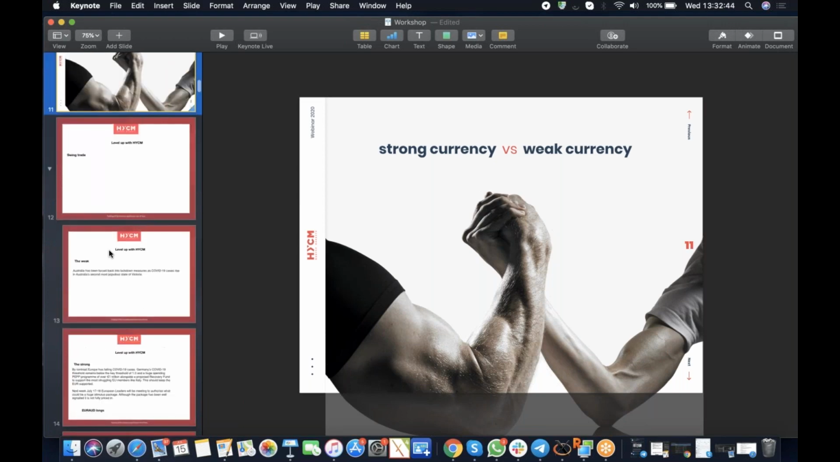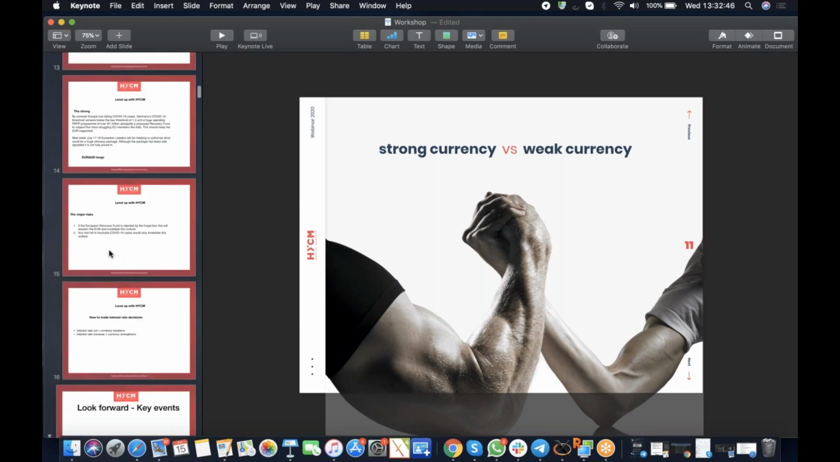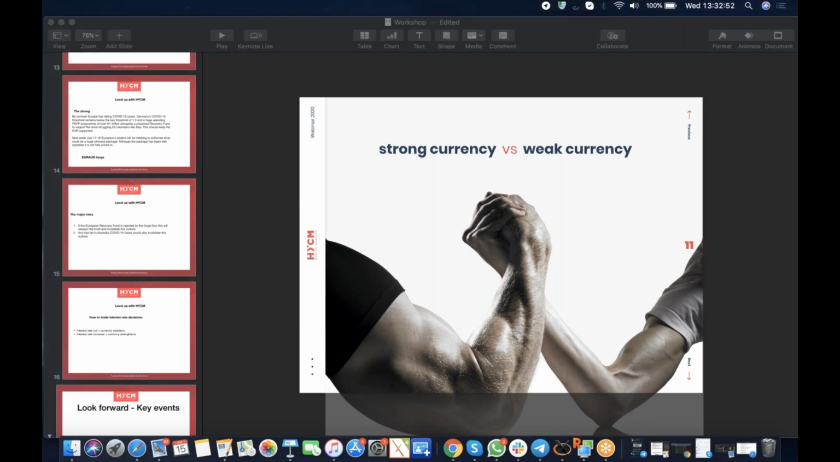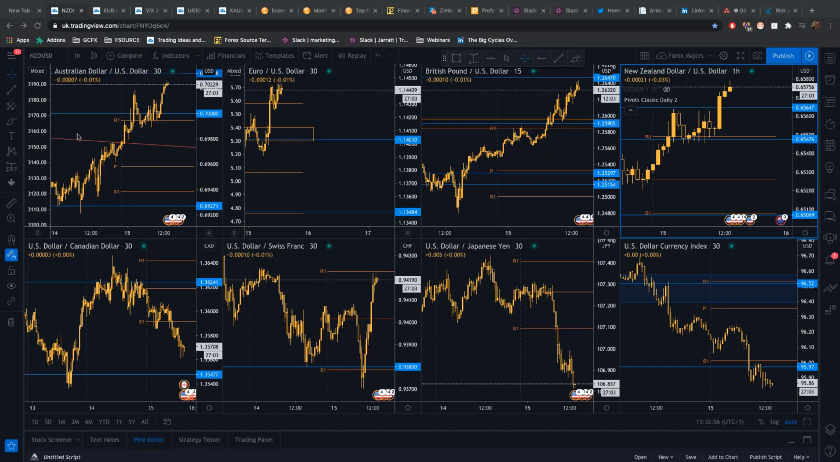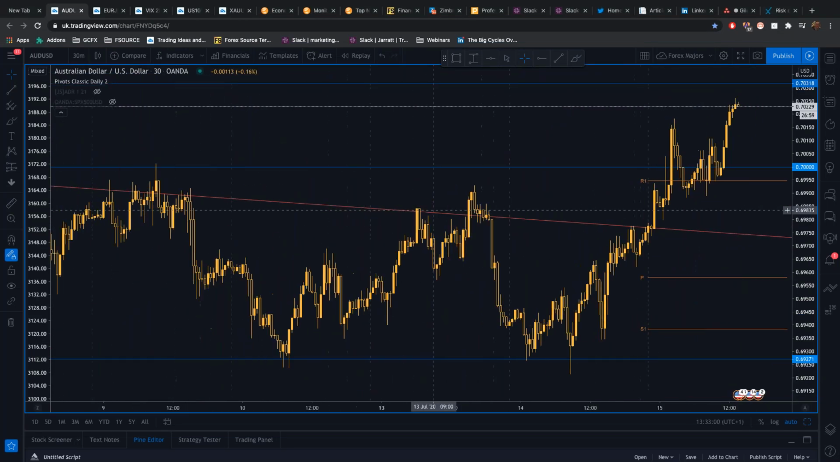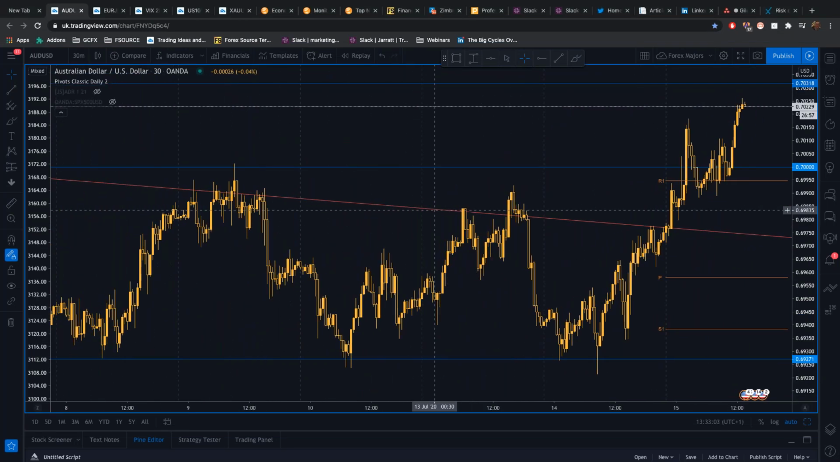So what we're going to do today is exactly that. We're going to be looking at the strong currency versus the weak currency. And in order to do that, I'm going to change our screens and move us over to a different screen. Now, here is the Australian dollar, US dollar currency pair.